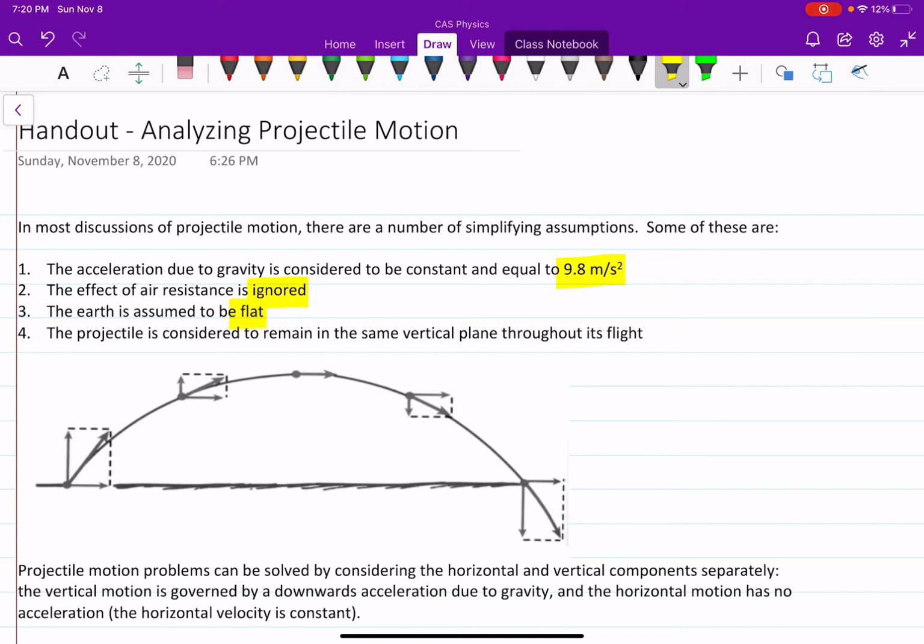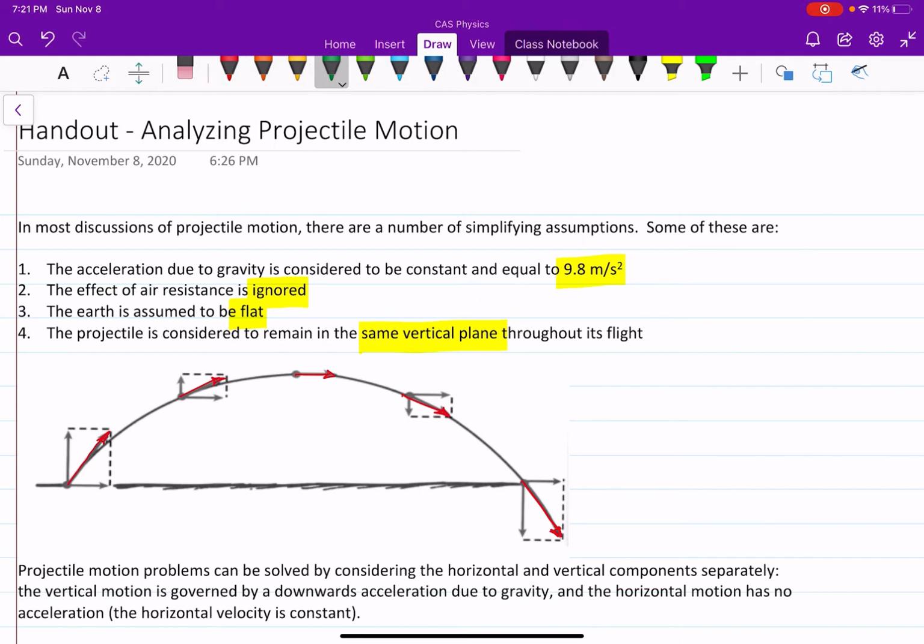We're going to assume the Earth is flat, and we're going to assume that the projectile stays in the same vertical plane. And just to refresh what we were talking about, we're going to split the x and the y axis. So if you notice, these are the velocity vectors, and at each point in the trajectory, the velocity is moving in a different direction, right? These arrows sort of represent the velocity of the object in real time.